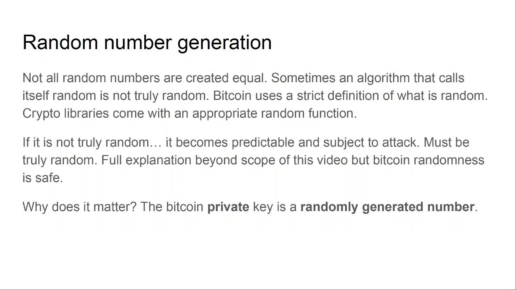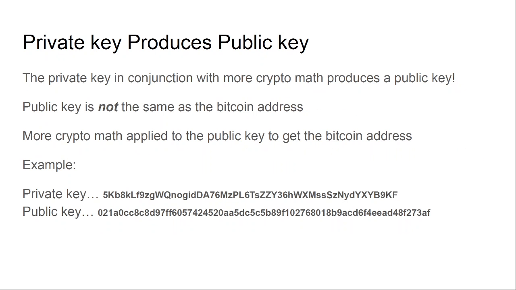Okay, so a full explanation is beyond the scope of this video, but it's important because a Bitcoin private key is just a randomly generated number. If that randomly generated number is generated in a predictable way, then it is vulnerable to attack. So, okay, we've got that.